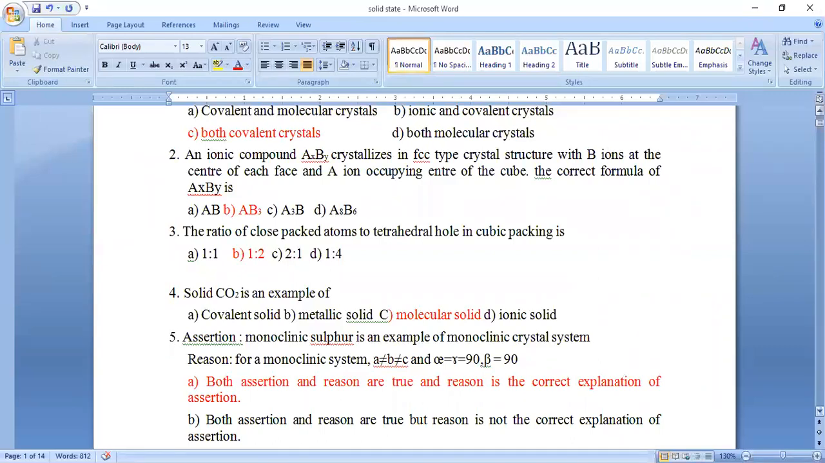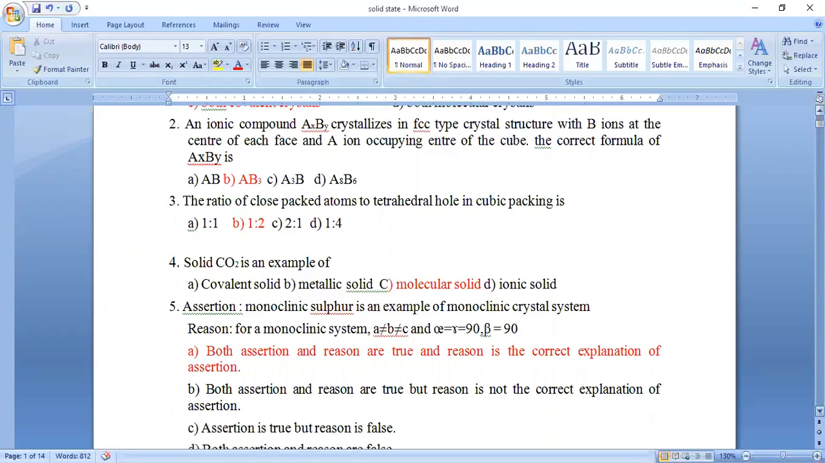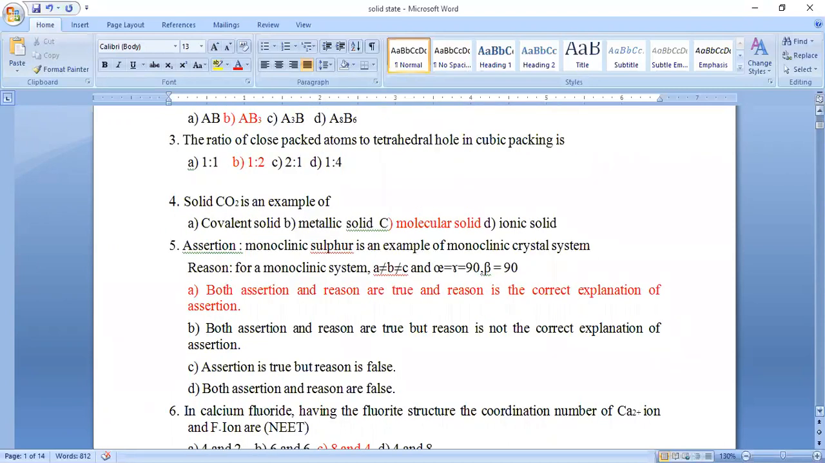The ratio of closed packing atoms to tetrahedral hole in cubic packing is. So the ratio is asked in the third question. So option B, 1 is to 2. Solid CO2 is an example of. So option C, molecular solid. So fifth answer is option A. Both assertion and reason are true, and the reason is the correct explanation of assertion.